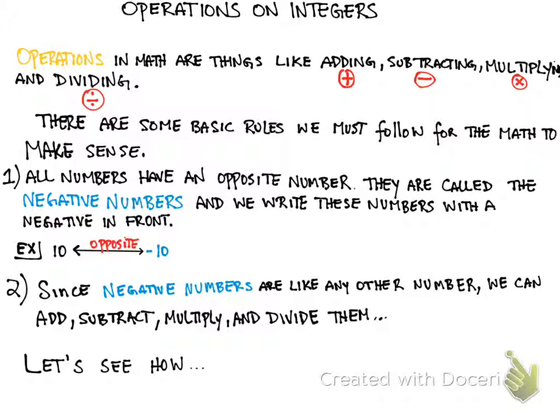First, all the numbers we have also have an opposite, and we call them negative numbers. We write these numbers down with a negative in front. So for example, the opposite of 10 is negative 10. Since negative numbers are like any other number, we can add, subtract, multiply, and divide them. Let's see how.